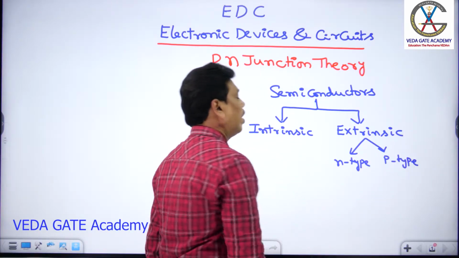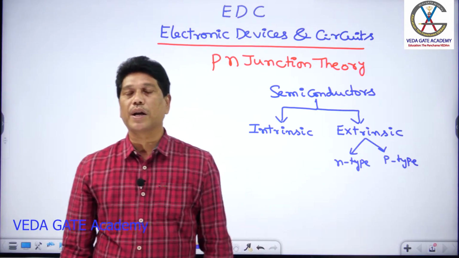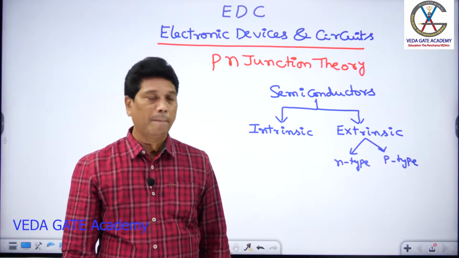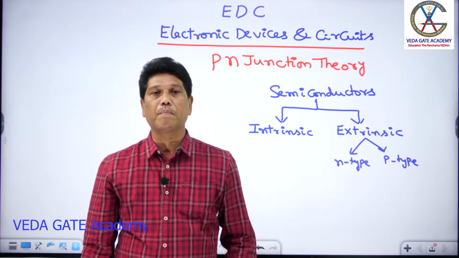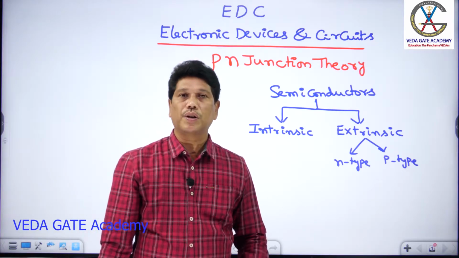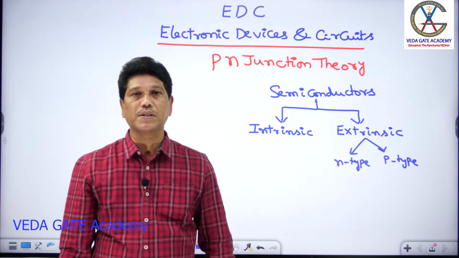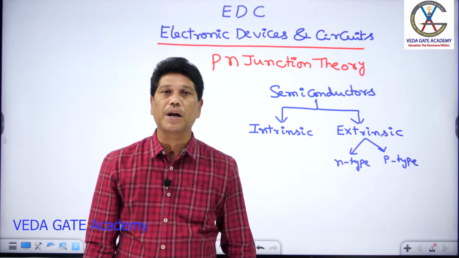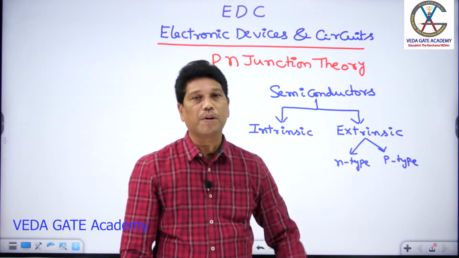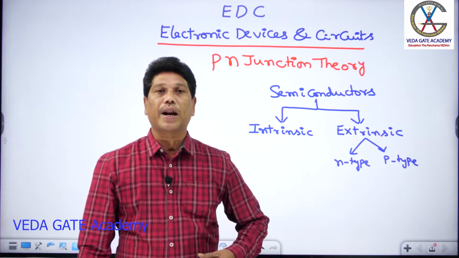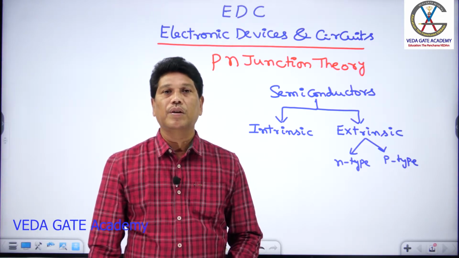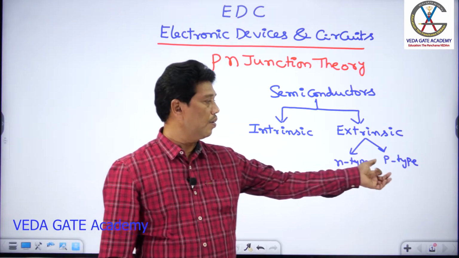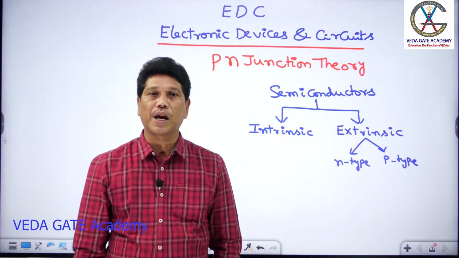How do we get an N-type semiconductor? It is obtained by adding a pentavalent impurity to a pure germanium or silicon intrinsic semiconductor. The addition of a pentavalent impurity makes one electron excess. In this, electrons are the current carriers or majority carriers, and holes are the minority carriers. In a P-type semiconductor, you add a trivalent impurity to a pure semiconductor. The trivalent impurity makes holes excess. Here, holes are the majority and electrons are the minority carriers.